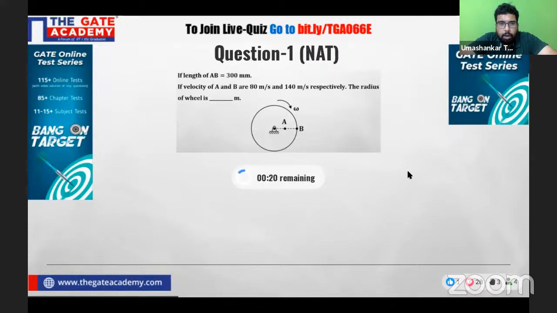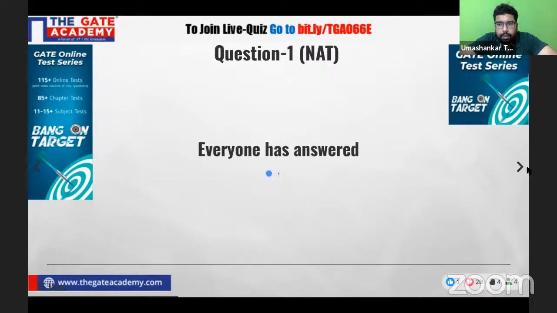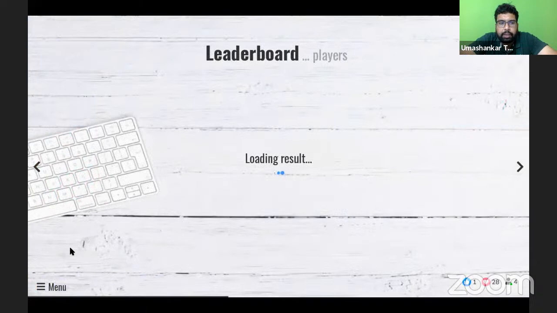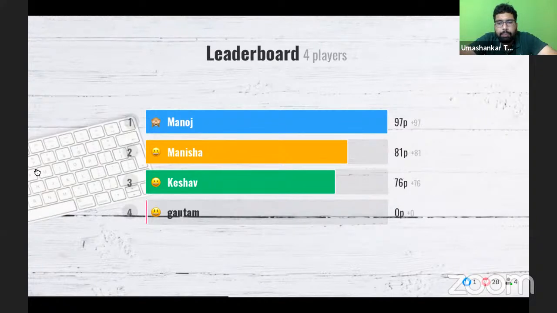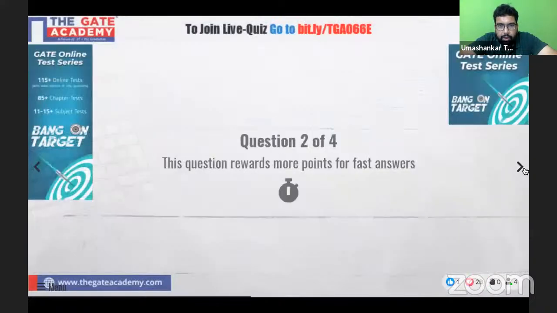I'm very sure that all of us can solve it, beta. All right, so everyone has answered this, and let's see. Okay, so Manoj has answered it correctly, and Manoj has answered it most quickly as well, followed by Manisha and Keshav. Gautam, you were not able to give the correct answer to this question. Don't worry, try for the next question.